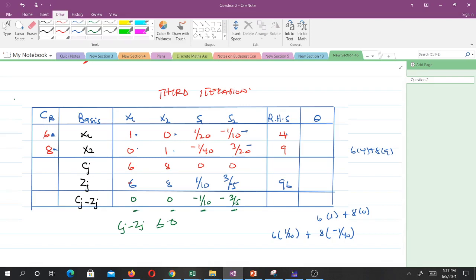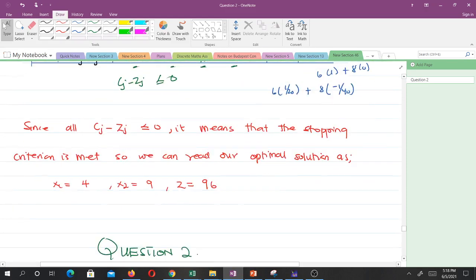We have obtained an optimal solution. So we have to write them out. You can see that we have x1 here, right? So the value for x1 here will be what we can see here, the right hand side, 4. So that means x1 is equal to 4, and x2 here will be equal to 9. So x2 is equal to 9. And this 96 here will be our z. So z will be 96. That's the optimal. And since s1 and s2 are not found here, it means s1 is 0 and s2 is 0. So that will be our optimal solution.